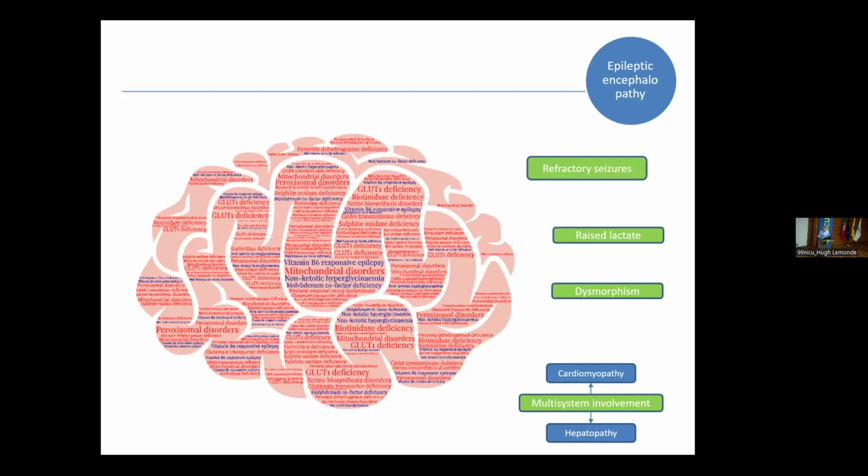Dysmorphism is also something to think about. Most of our metabolic conditions do not cause dysmorphism. There are some selective ones that do, and in particular, the peroxisomal disorders can present in the neonatal period with quite striking dysmorphic features. They have wide fontanelle, high foreheads, they have liver dysfunction, and very challenging seizures. So dysmorphism can also be a key.